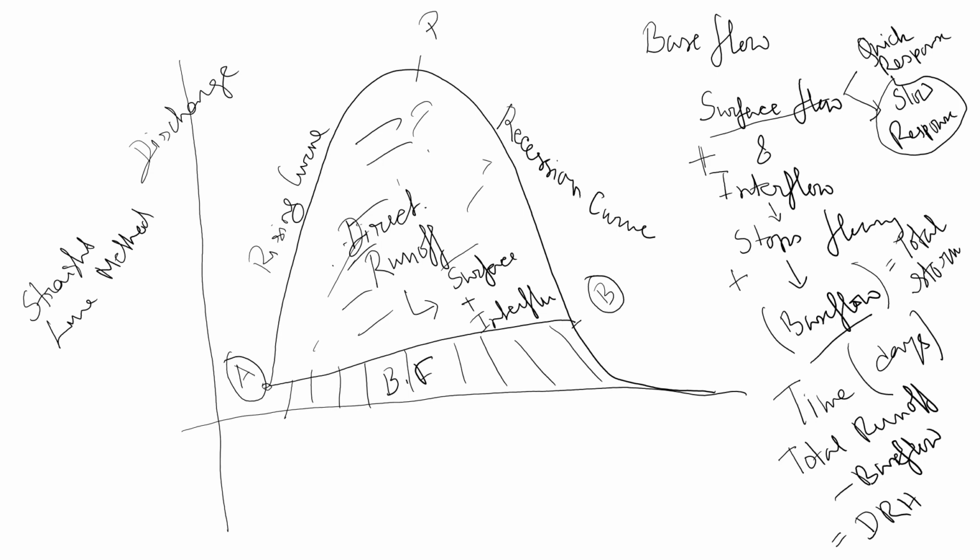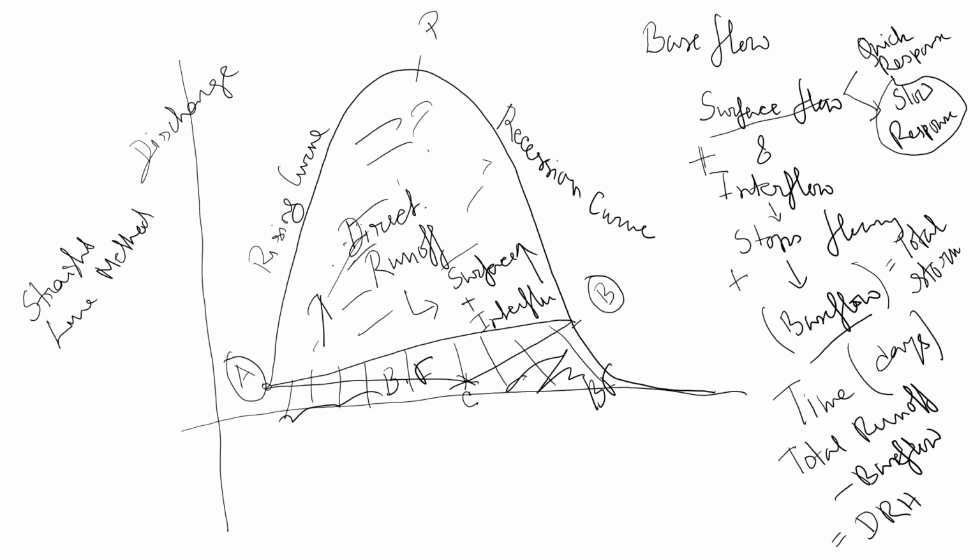What is method 2? Method 2 is that you just extend this line, let them intersect at the point C. Then this portion is your direct runoff, and this portion is your base flow. This is method 2. So method 1 is the simplest of all the methods. Method 2 is mostly followed. Method 3 is the most reliable or most practical.